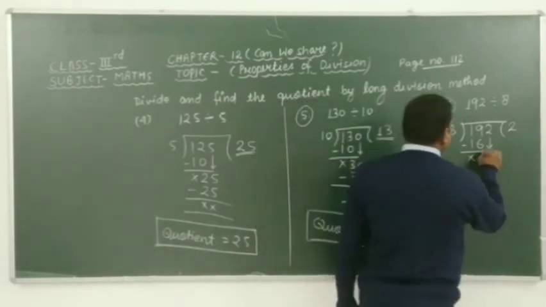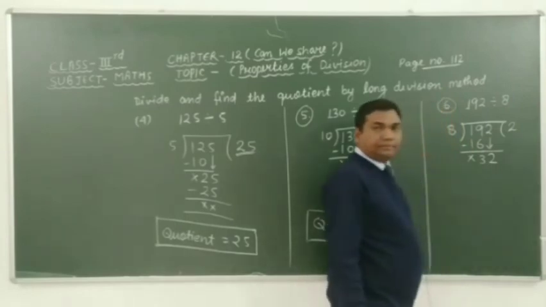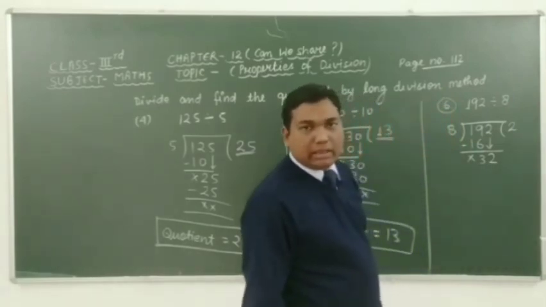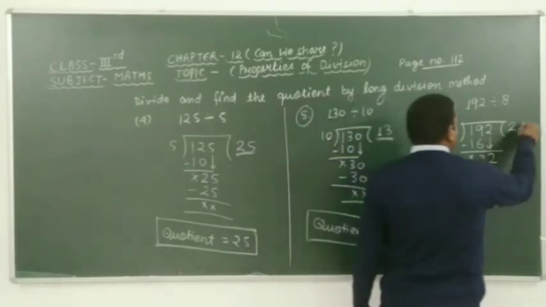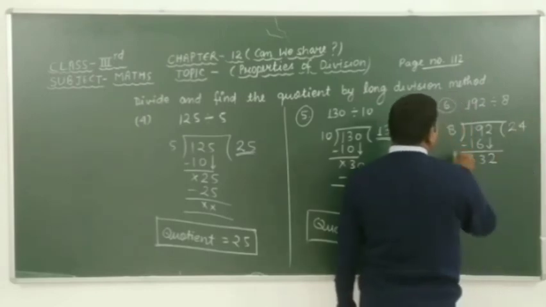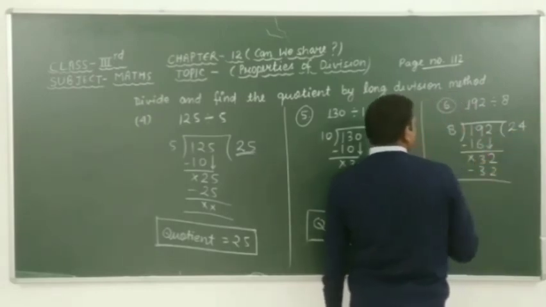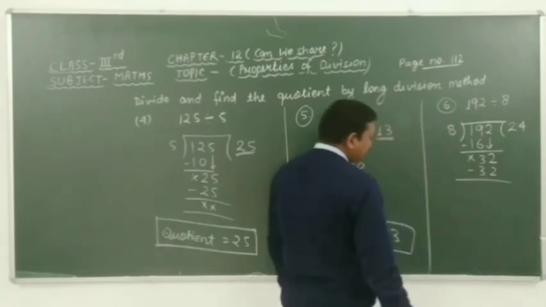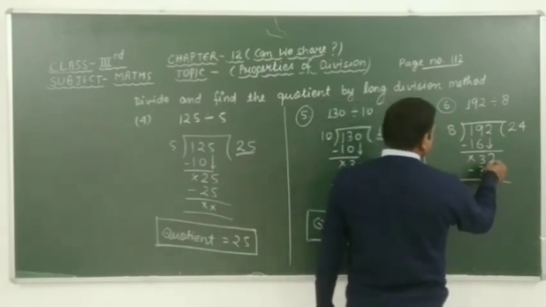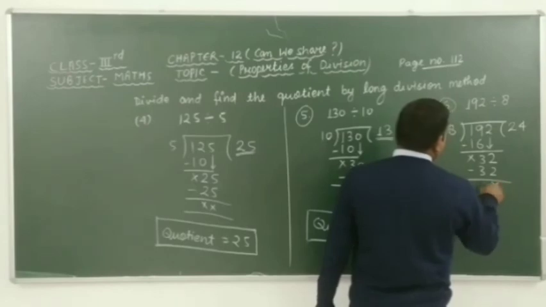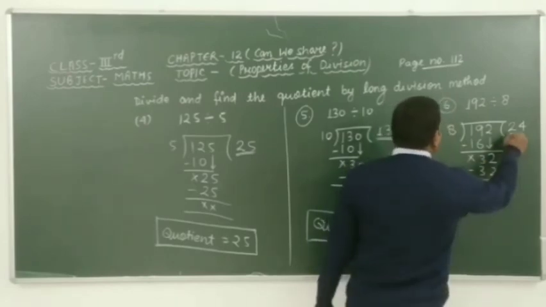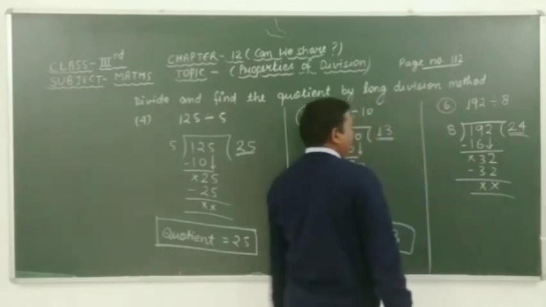Okay students, 8 fours are 32. Here we have to take 4 in the ones place. 8 fours are 32. We can write 32 here. After subtracting these, we get 2 minus 2 is 0. 3 minus 3 is 0, so cancel out. Okay students, after dividing these we get 24 as the quotient.